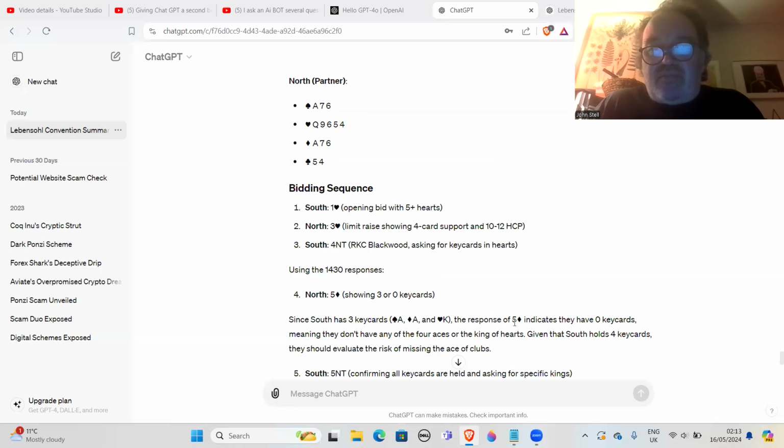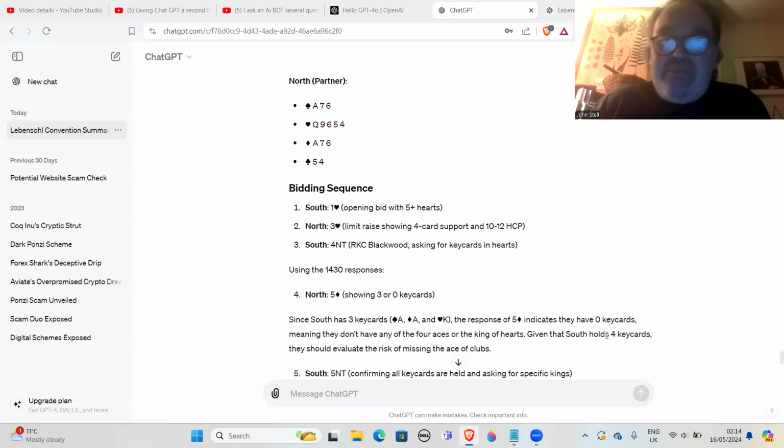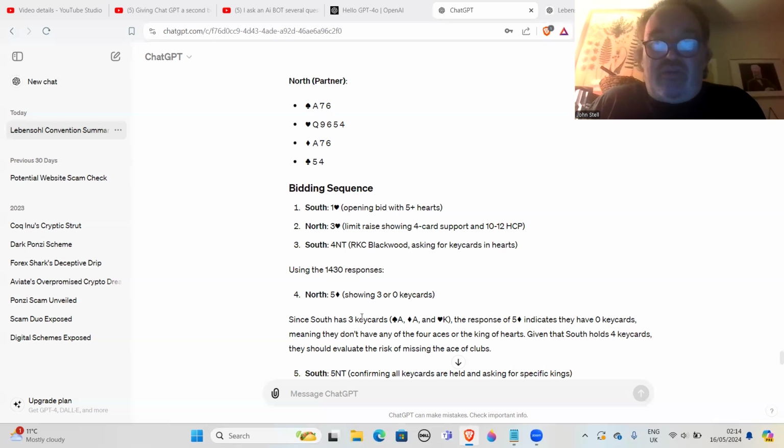The response of 5 diamonds indicates they have no keycards. Okay. Since South has 3 keycards, the response of 5 diamonds indicates they have no keycards, meaning they don't have any of the 4 aces or the King of Hearts. Given that South holds 4 keycards? What the hell? Oh my god. It's only going from, since South has 3 keycards, which it doesn't, it has 2 plus the Queen. Okay, that's how you describe it. The keycards are the 4 aces and the King of trumps kind of thing. But okay. Given that South holds 4 keycards, make your mind up, man.